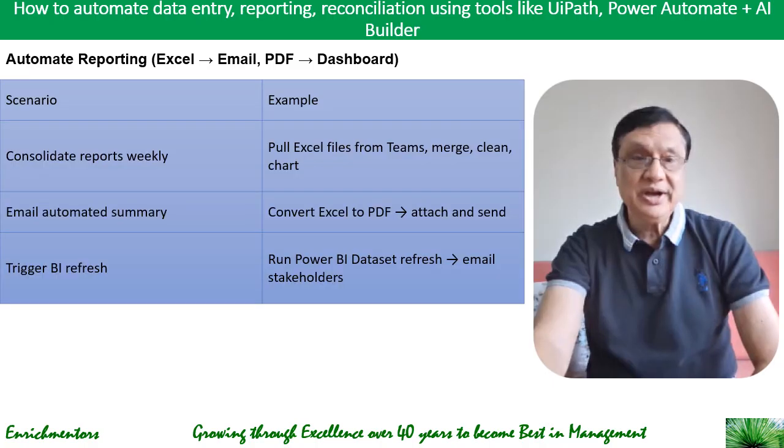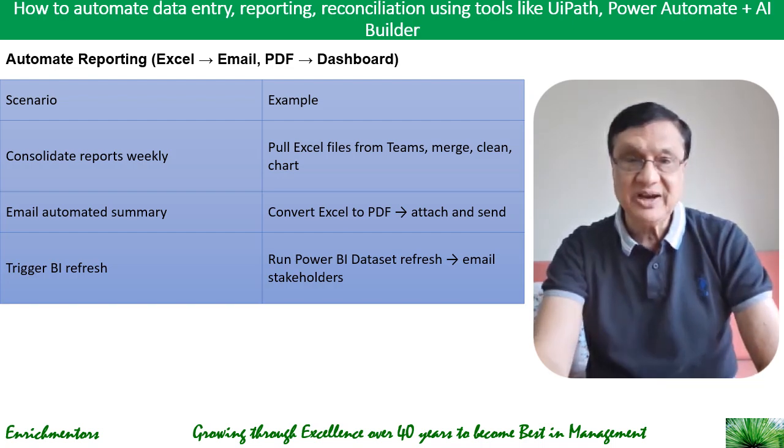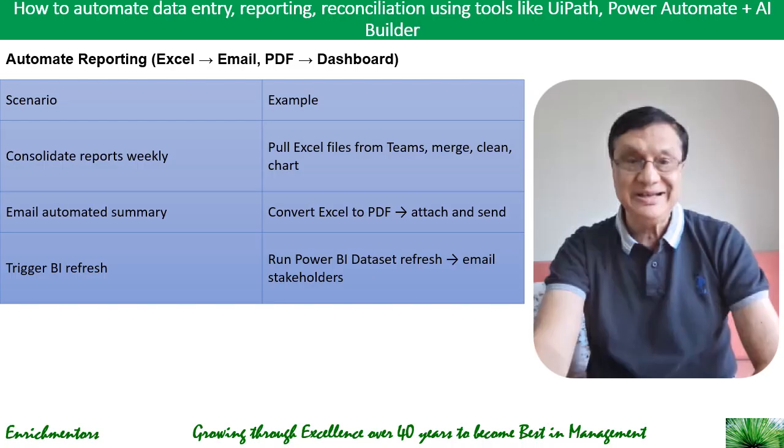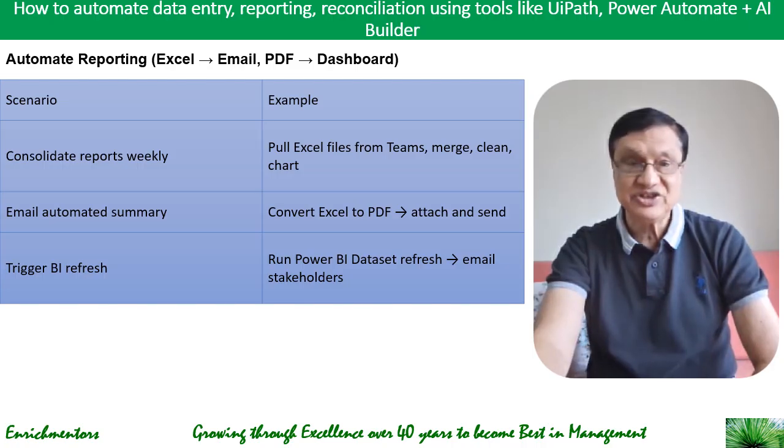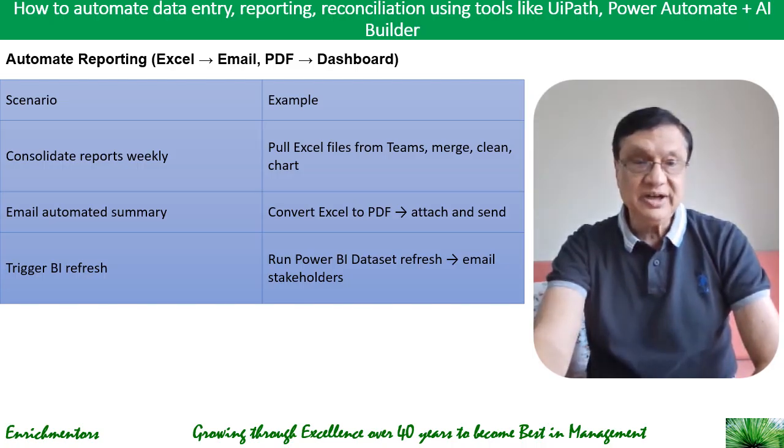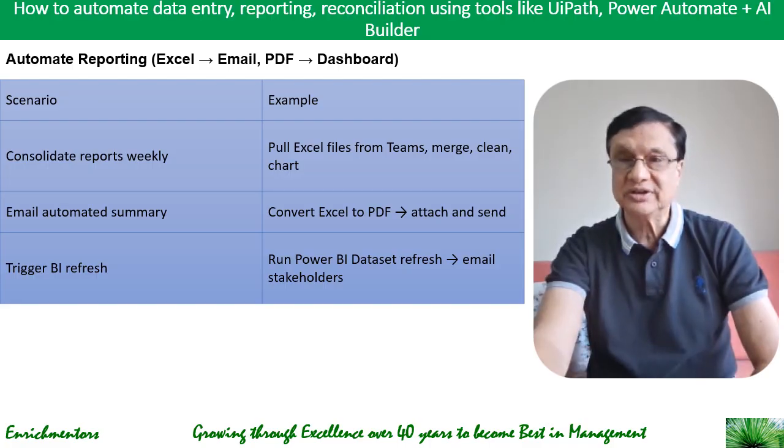Then let's look at what the scenarios are to automate reporting. You could consolidate reporting weekly. An example is pulling Excel files from the team, merging, cleaning, and charting them. You could have a scenario of an automated email summary, where you convert Excel into PDF, attach it, and send it. And you could trigger the business intelligence refresh. The example there is to run a Power BI dataset refresh and email stakeholders.